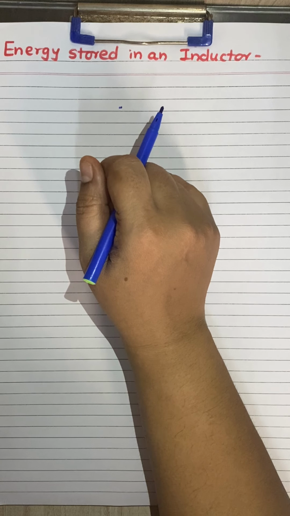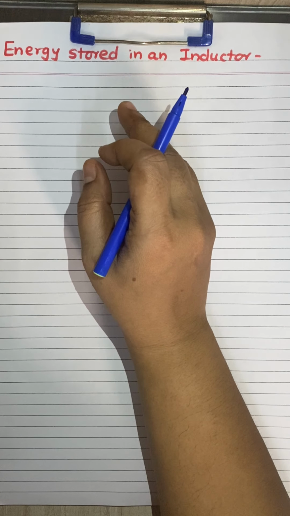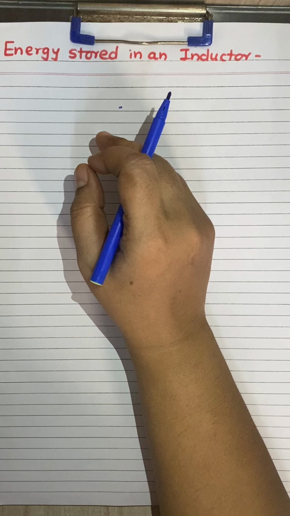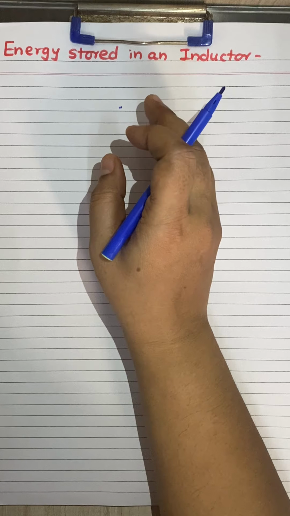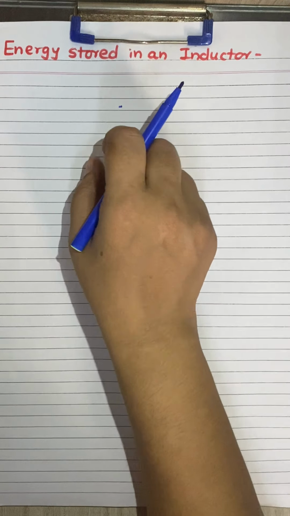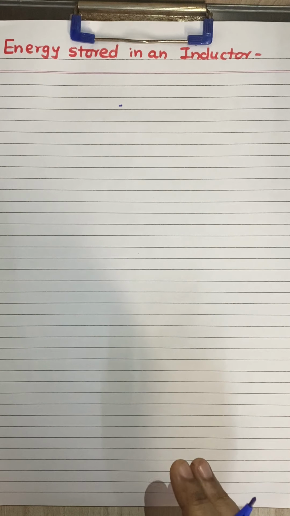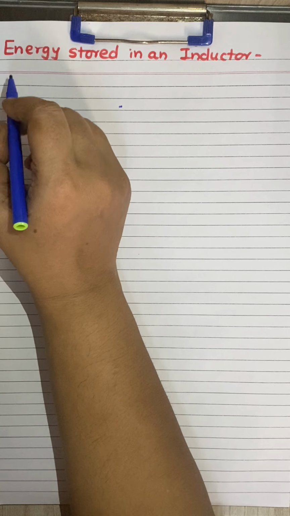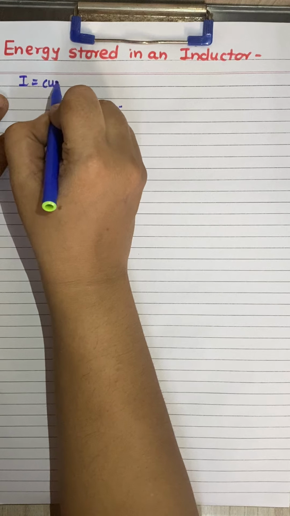The external source has to expend some energy in building up the current through the inductor against the induced EMF. The energy stored in such an inductor is the magnetic field energy. So the energy stored inside the inductor is in terms of the magnetic field energy. To calculate the expression, first of all, let I be the current through the particular inductor.